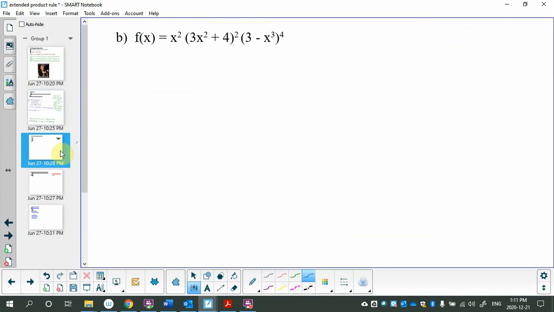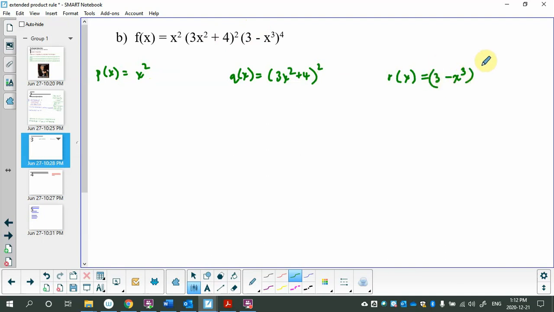All right, let's try the second question and see if I can not mess this up. I'm going to go sideways here just to cut down on my space. So f at x, I can't use f at x for this, g at x, h at x. So I'm going to use PQR just for fun. So p at x is equal to x squared. q at x is equal to 3x squared plus 4 squared. And r at x is equal to 3 minus x cubed, all in a bracket with a fourth.